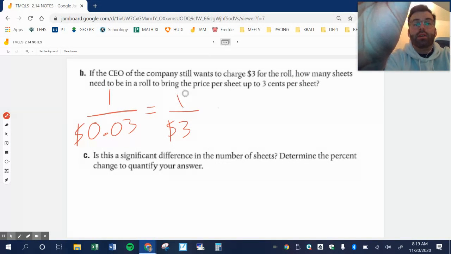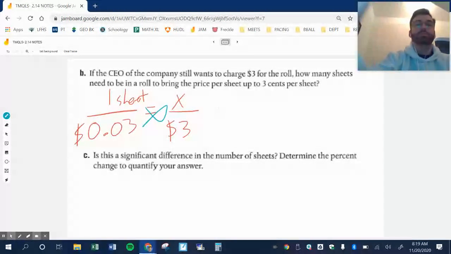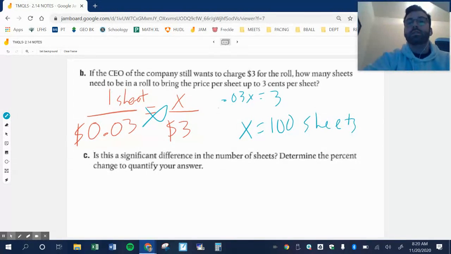I want dollars to stay consistent, so I know that my $3 should be down here. Well, I don't know how many sheets I have, so I can think about this as one sheet, and I have X number of sheets. I don't know how many it is, so remember, I use a variable for that. It's our unknown. Fraction equal to a fraction. How do you solve a proportion? We cross multiply. I have 0.03x equals 3. Divide both sides. Here, I get x equals 100 sheets. I divide both sides by 0.03. Sorry, I should have said that.